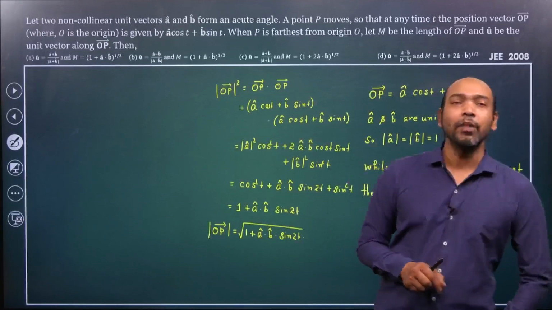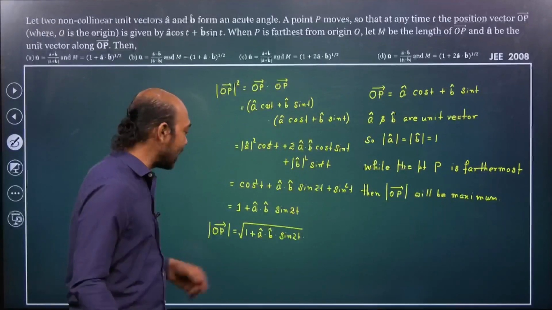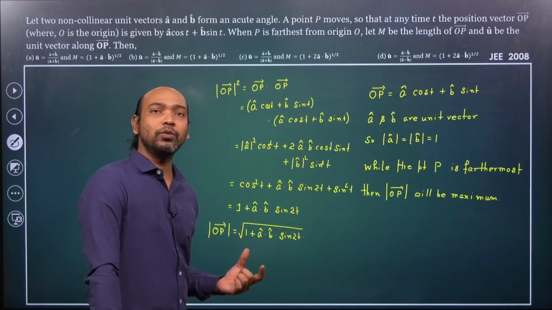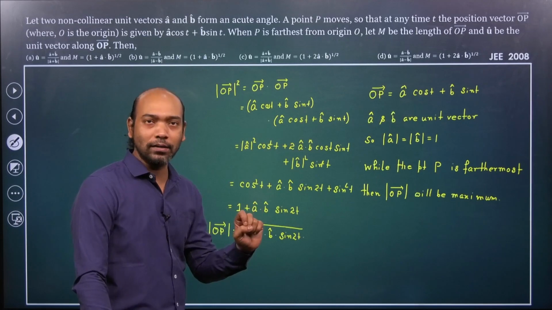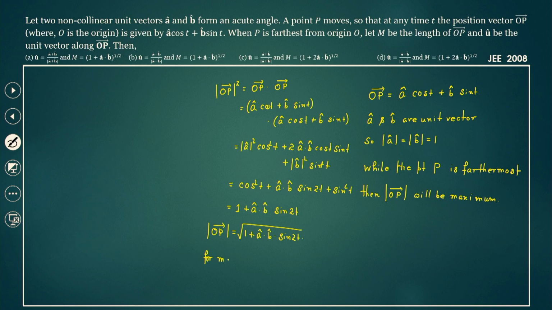Now see that this function will be maximum if sin 2t is maximum, and the maximum value of sin 2t is 1. So for max OP, sin 2t is definitely equal to 1. That implies that 2t is equal to pi by 2, and that implies that t is equal to pi by 4. So when t is equal to pi by 4, we get the maximum.